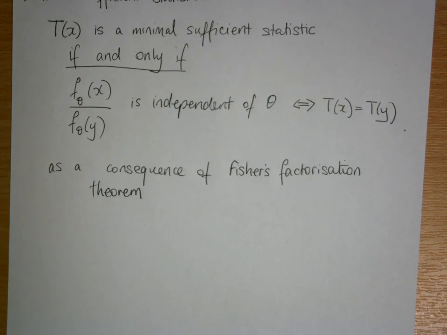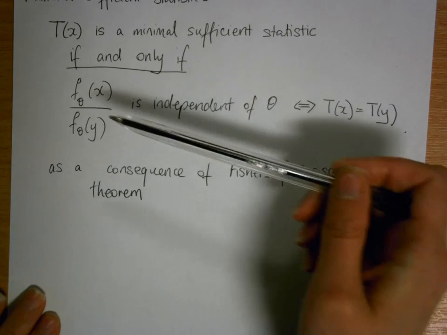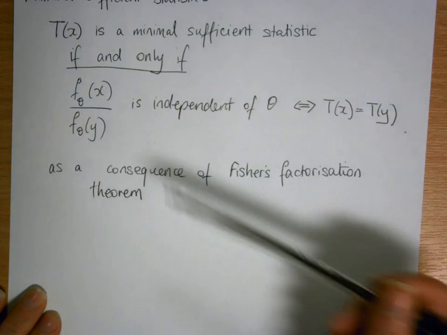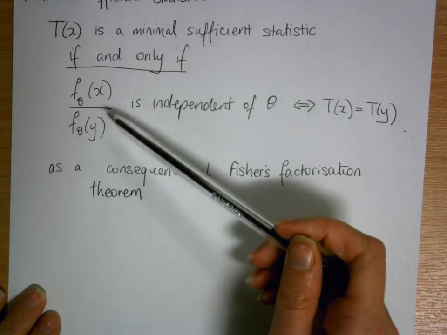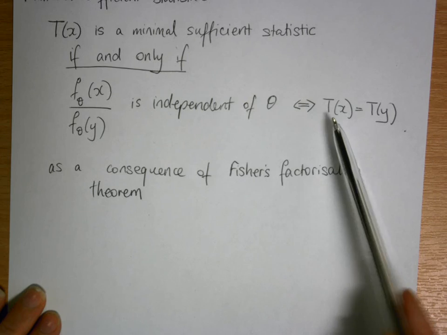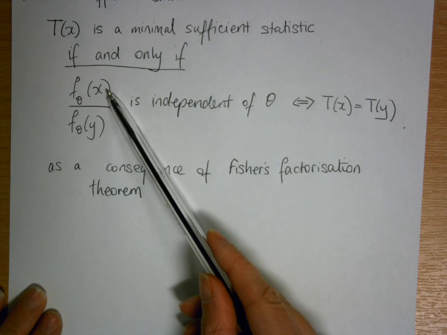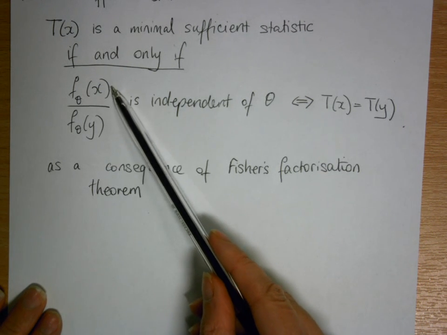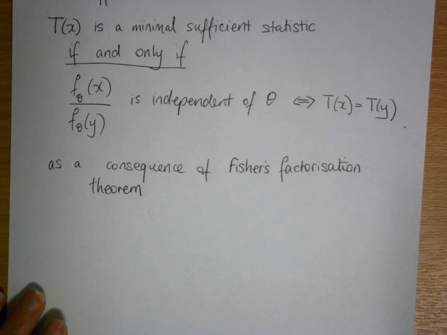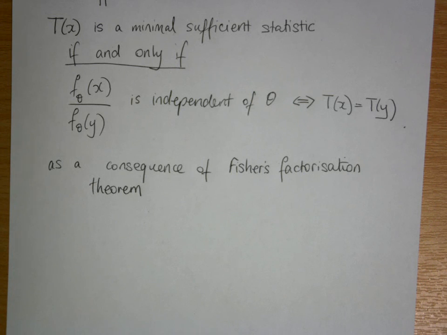So in this example, we're going to look at finding some minimal sufficient statistics. We'll begin by recalling how we find minimal sufficient statistics in general using Fisher's factorisation theorem. Basically, you want to get the ratio of the distribution in terms of x and y, and you look for when they are independent of whatever parameter you're interested in, if and only if the statistic in terms of x is equal to the statistic in terms of y. So this is a very simple way of finding minimal sufficient statistics.